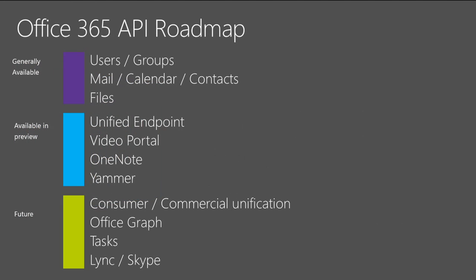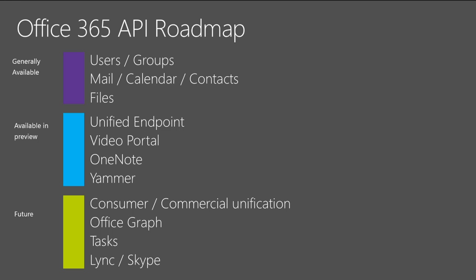Just a quick word on the roadmap. So we've had a bunch of APIs that have been generally available for a while. We have a bunch of new APIs that are available now in preview, the unified endpoint, the video portal, OneNote, and Yammer. Those are all things that you can try out in your production tenant today. We're working on a whole bunch of new stuff. We'll get those out as soon as we possibly can. We're actually moving really quickly at this point, so I think some of these you'll see very quickly, like within the next few weeks or a couple months.